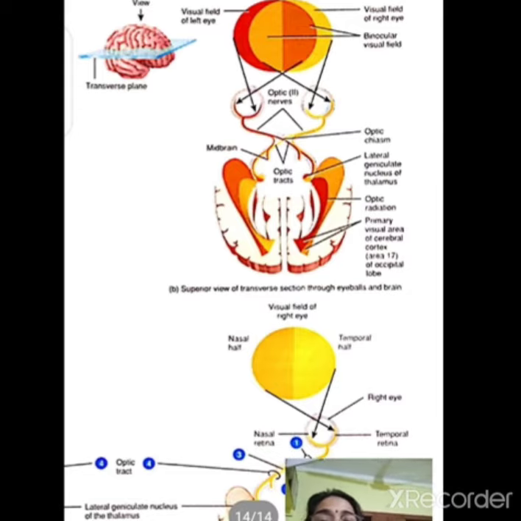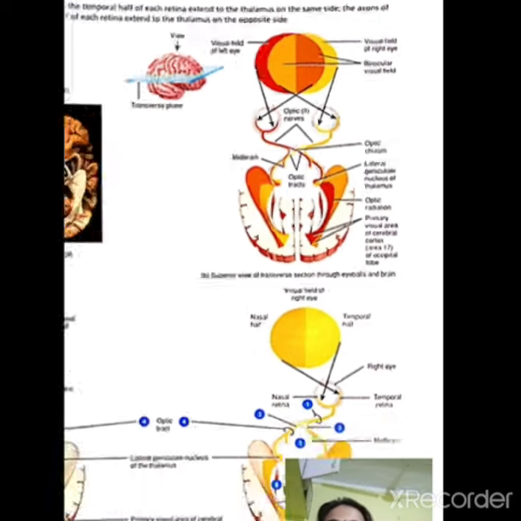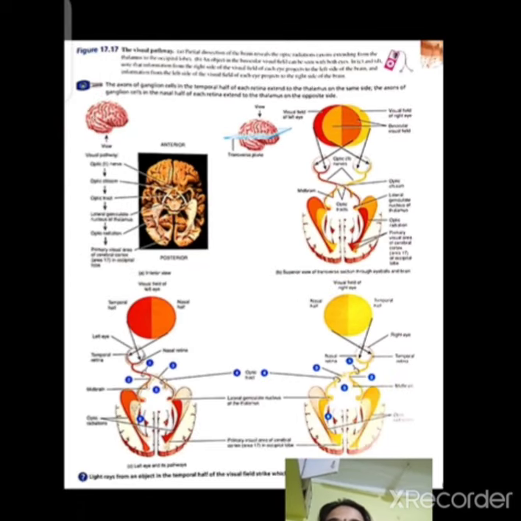Okay, so this is all about the anatomy, the extraocular muscles, the six extrinsic extraocular muscles which are present in the eyes, and the visual pathways of your eyes. I hope you understand this, and this is all about your eyeball, their extrinsic muscles, extraocular muscles, and the visual pathways.